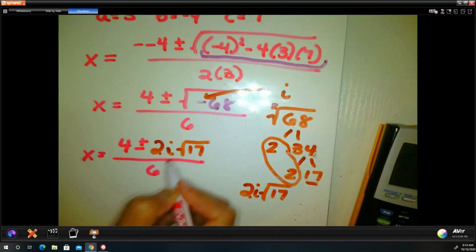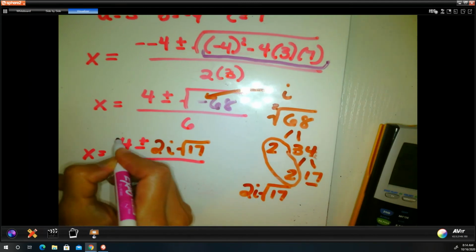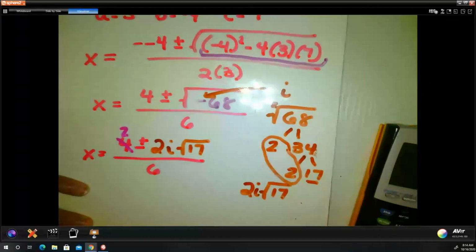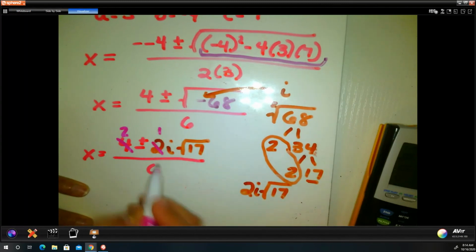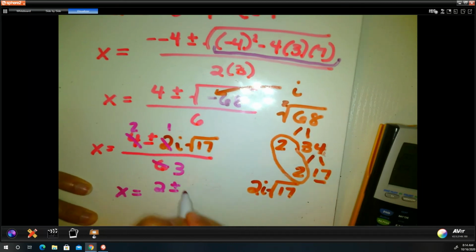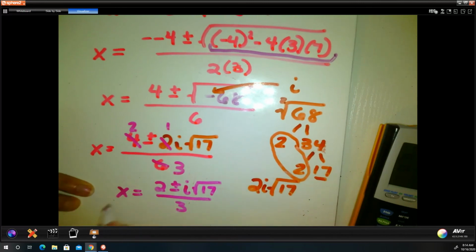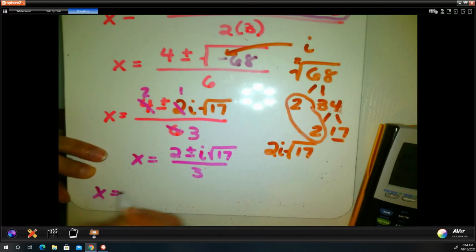Now I can look to simplify the outside numbers. Remember, the radicand, the one inside, doesn't get simplified. So again, all of these numbers are even, which means 2 goes into them. 2 goes into 4 twice. 2 goes into 2 once. 2 goes into 6 3 times. So I could write my solution as 2 plus or minus 1i, so just i square root 17 over 3. Or if I wanted to, I could split them up so that I can see the two solutions.